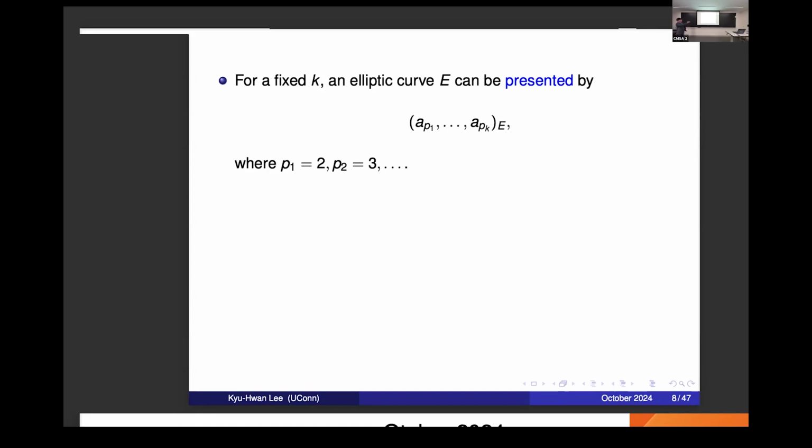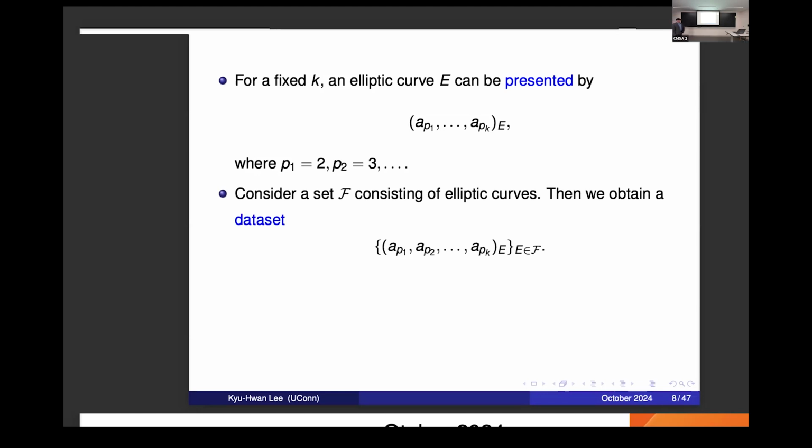Even though the sequence is relatively short in this case, if K is like 300, in any case, this is a picture of an elliptic curve. Now consider a set F consisting of elliptic curves, a family of elliptic curves. Then we can generate this data set. This can be done easily, or we can just download the data set from a database called the LMFDB. So we have a collection of pictures of elliptic curves. And for pictures, we can do classification.